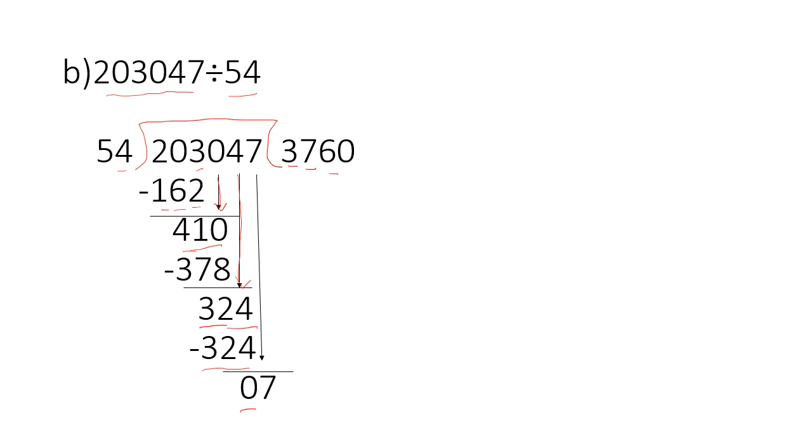But one more number is left. So you write down the 7 down. But this 7 is not divisible. So we have to write 0 for that. So we get the quotient 3760 and the remainder is 7. So when you divide 2,03,047 by 54, you get the quotient 3760 and remainder 7.